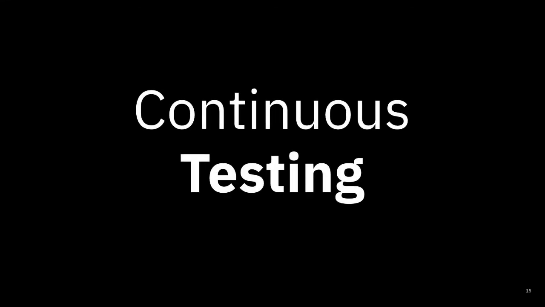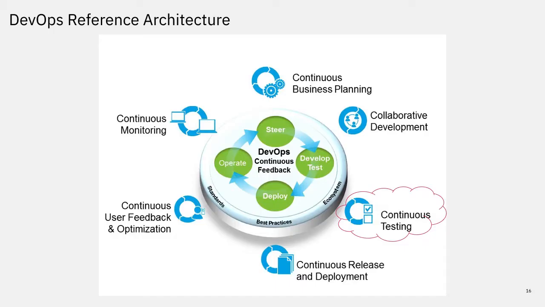Now, let's take a closer look at continuous testing in the context of DevOps. Let's spend some time trying to understand the reference architecture of DevOps. We looked at the pipeline at the beginning of our session, so this is another depiction of that pipeline here.